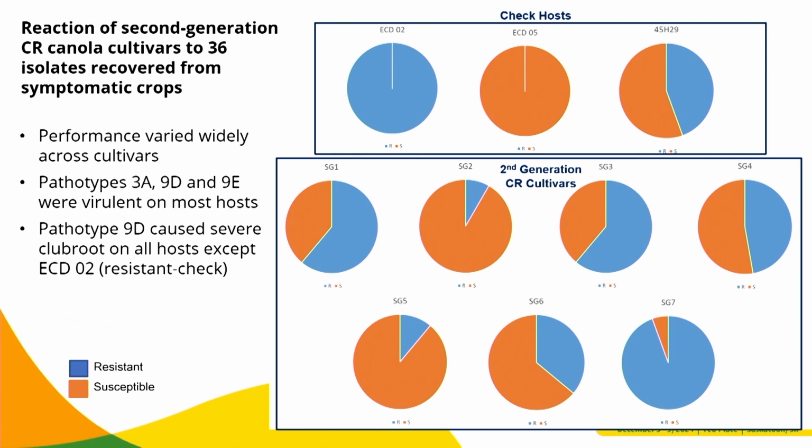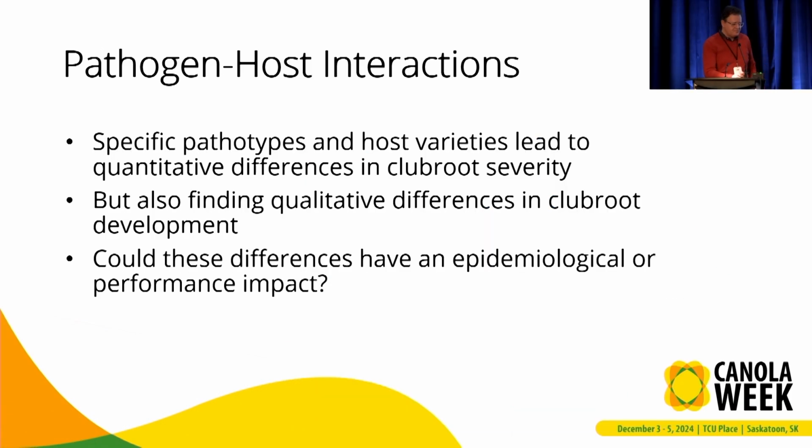What we also found was that pathotypes 3A, 9D, and 9E were virulent on most hosts. Of all those tested, the isolates from 9D were the worst. They could cause severe clubroot on all hosts that we tested except ECD 02, the resistant check. So those pathotype 9 variants are definitely something to look out for. Right now, we find them mainly between Edmonton and Calgary. That's where the vast majority have come from. Maybe there are other things restraining their advance, but certainly they seem problematic in terms of their virulence.